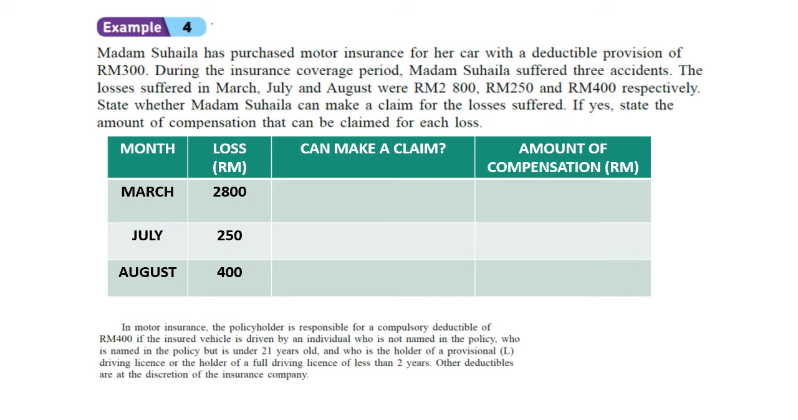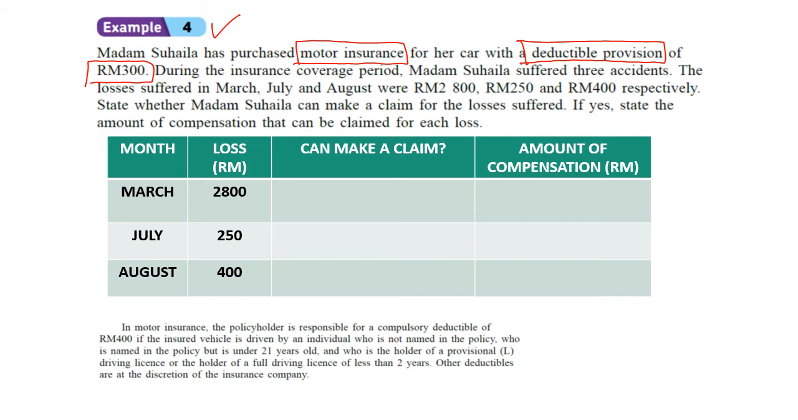Okay, let's see example 4. Madam Suhaila has purchased motor insurance for her car with a deductible provision. This one is in the contract, of 300 ringgit, and Madam Suhaila should be aware of this. She should read this in the contract.